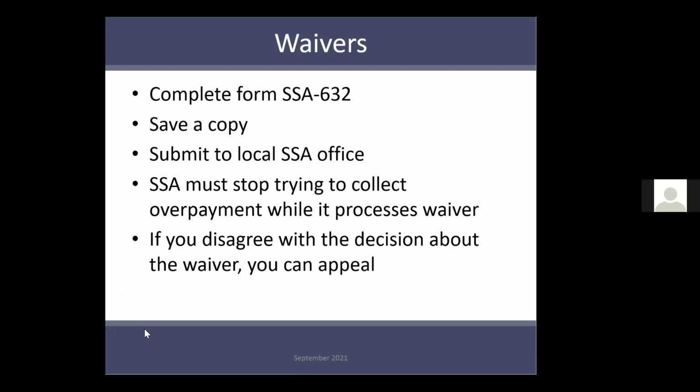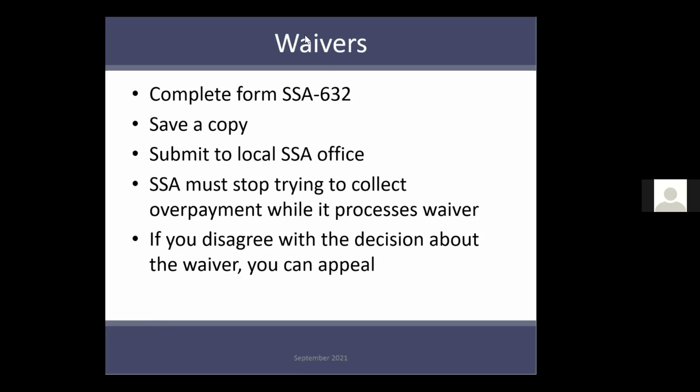Waivers. This is SSA form 632. As anyone who works with Social Security knows, every form has a number, and instead of alphabet soup, it's just numbers all over the place. The waiver form is 632. It is very, very long. Clients are often very overwhelmed by it, which is a big part of what we do, helping clients navigate that and understand it.